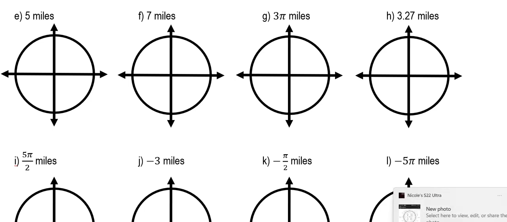Okay, so next one is 5 miles. So we start at 0, 1.57, 3.14. I have to keep going, 4.71. And then if I keep going again, then I'll end up at 6.28. So I'm trying to get to 5. So that's closer to the 4.71 here, not so close to that 6.28.